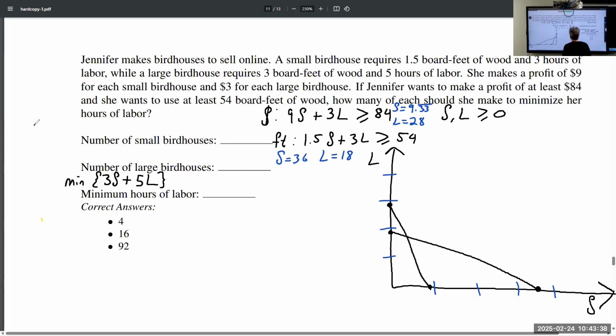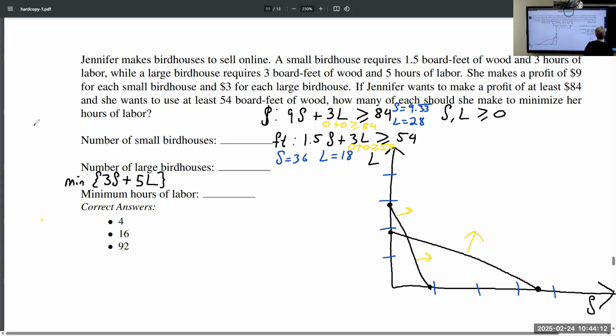Anyway, let's see if 0, 0 works. If I plug in 0 plus 0, is that greater than 84? No, it is not. So I know I'm going away from the origin with that one. That was this one, and it's saying you want to go that way. Okay, the other one, 0, 0, doesn't look like it works. 0 is not greater than 54. That can't be right. So it says go away from the origin. You don't want to go that way.